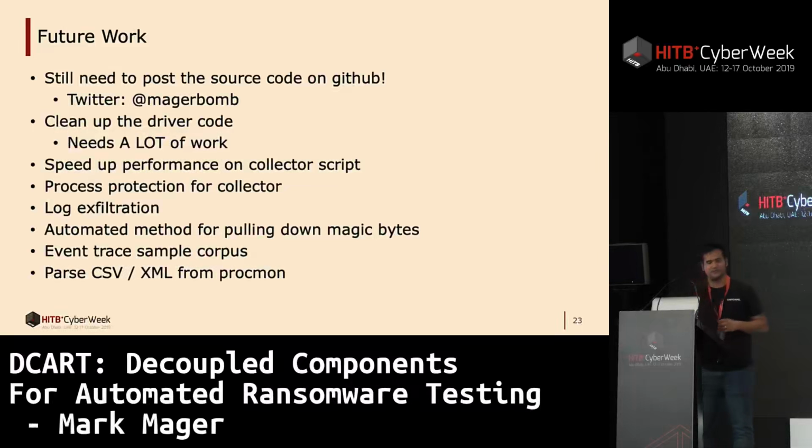The collector script, the speed as well as the CPU overhead involved is a surprising amount for all we're doing, which is just reading in a log file over and over and writing to a separate log file over and over. There's a little bit of overhead in that, so I would definitely like to streamline that. Murray mentioned the process protection for the collector. I'd like to look into ways I can protect our Python process.